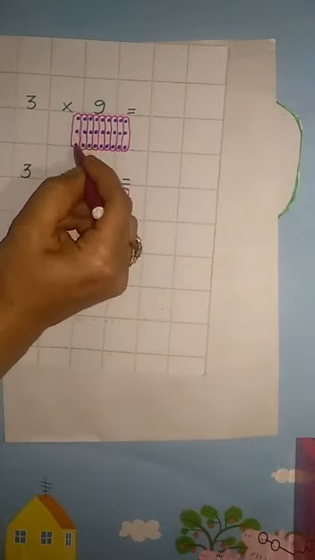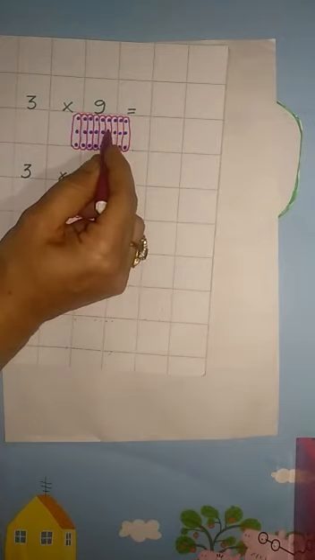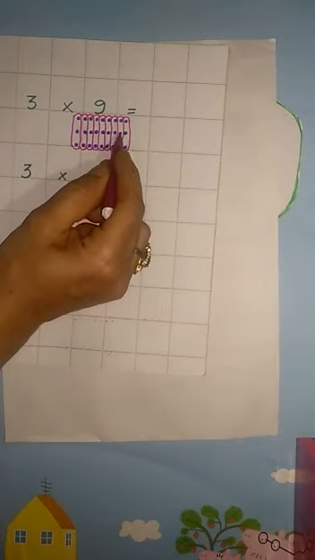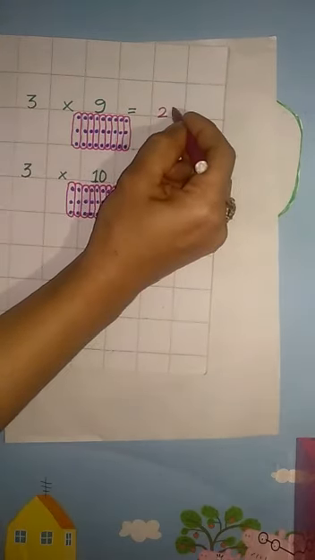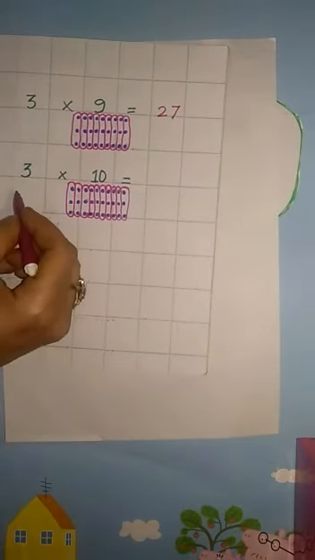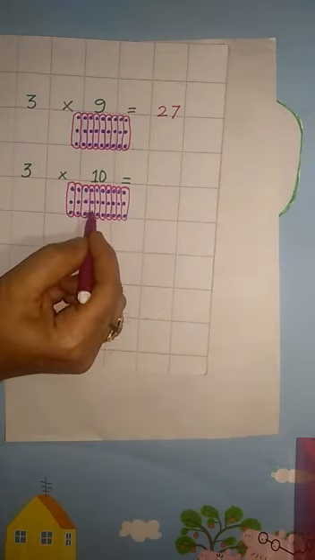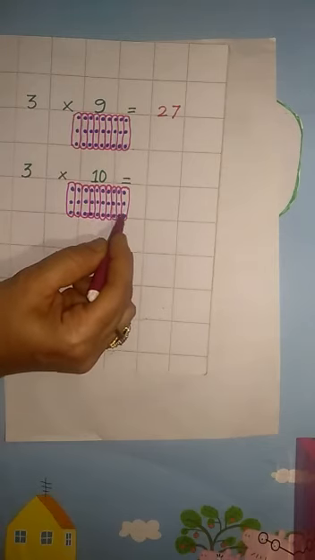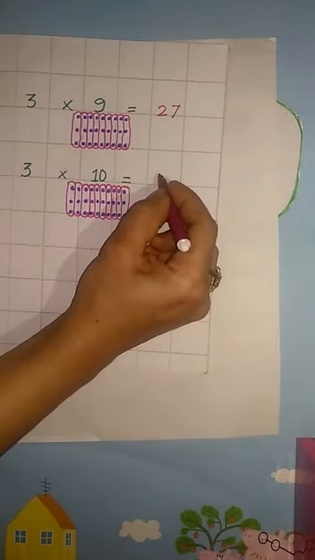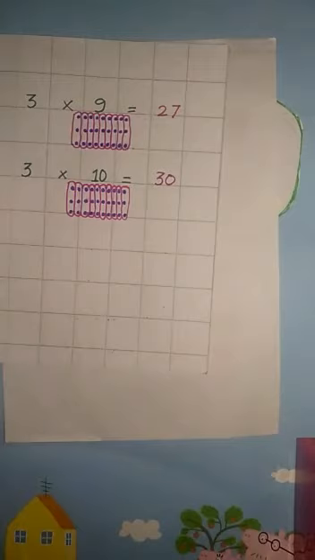Here is 3 nines are. See, 1, 2, 3, 4, 5, 6, 7, 8, 9, 10, 11, 12, 13, 14, 15, 16, 17, 18, 19, 20, 21, 22, 23, 24, 25, 26, 27. So 3 nines are 27. And 3 tens are 1 up to 30. 3 tens are 30. Okay, great.